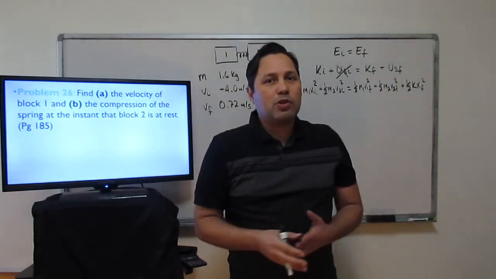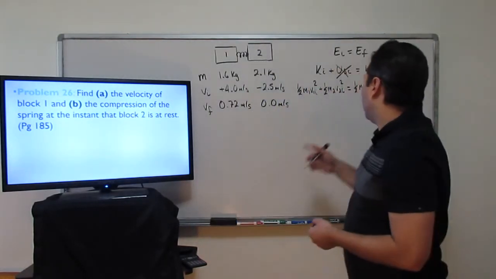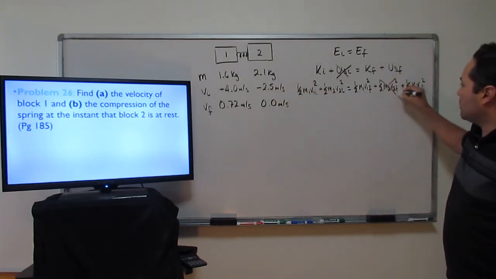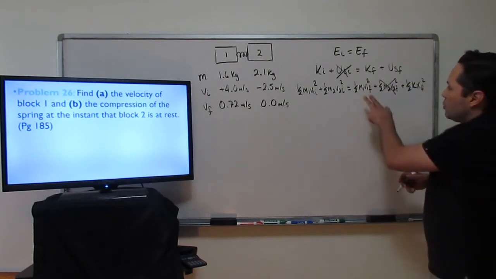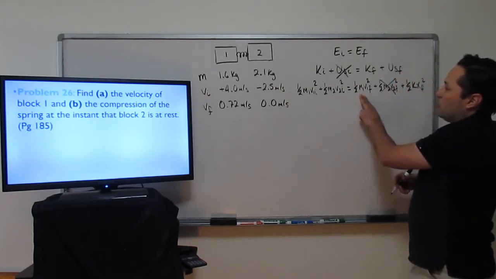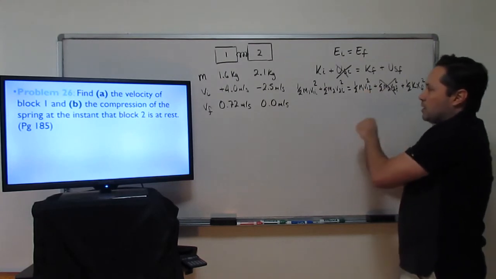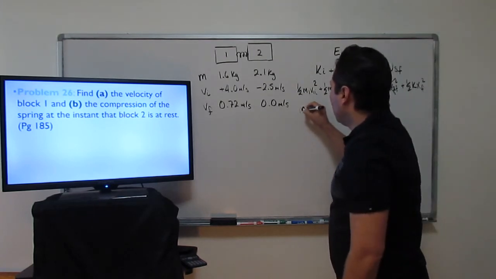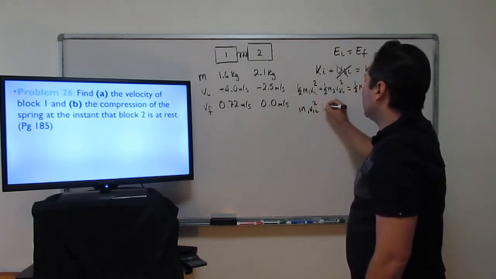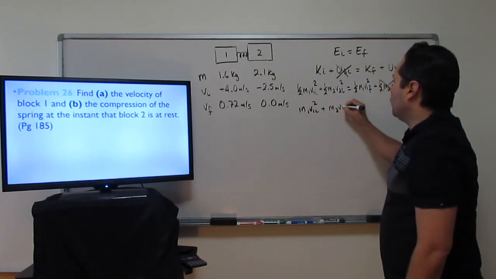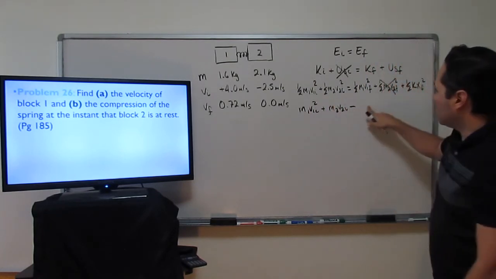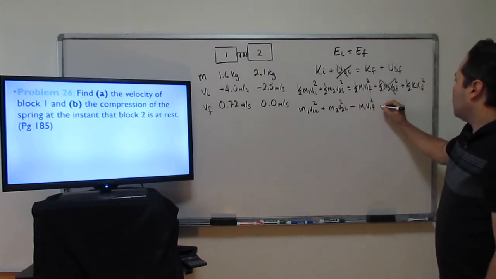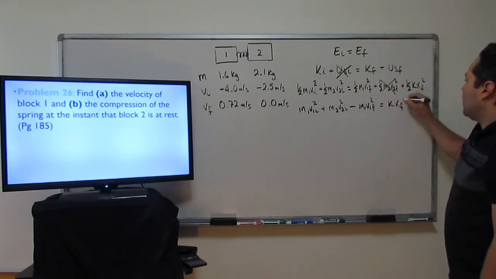Now, we can still simplify it a little bit more. Since block 2 is coming to rest, its velocity final is 0. So we can move the kinetic energy final for object 1 over to this side. And we can also multiply everything by 2 so we can get rid of all the halves. So that'll end up looking like this: m1 v1 initial squared plus m2 v2 initial squared minus m1 v1 final squared equals k x final squared.